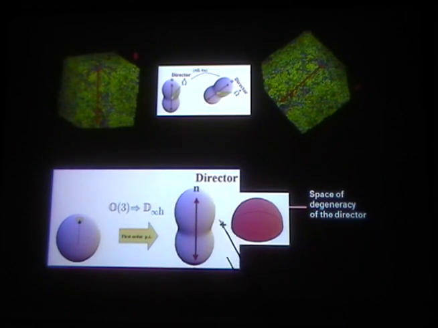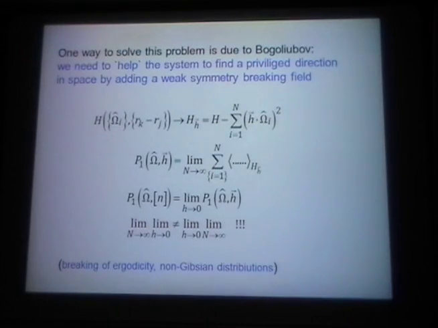So actually, statistical mechanics carries out additional averaging over the orientation of the director, and that is why you get everything looking like an ordinary liquid. So you have to do some tricks. And the trick was proposed by Bogolyubov. You may simply switch on an external field, then calculate the thermodynamic limit. This external field will fix the director in the thermodynamic limit.